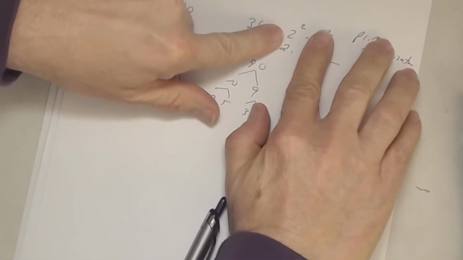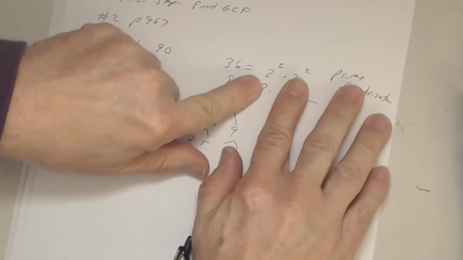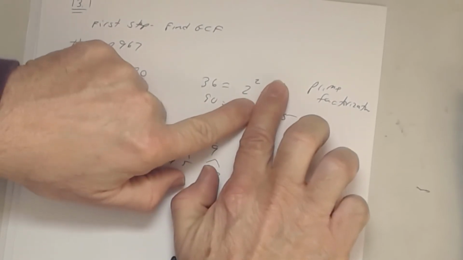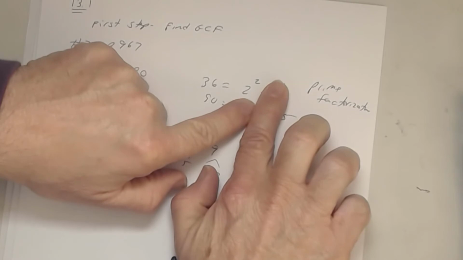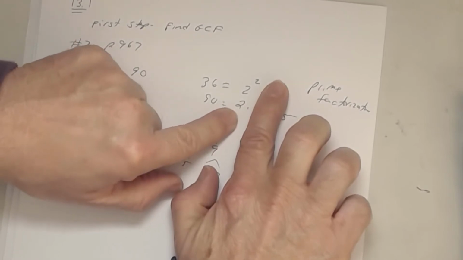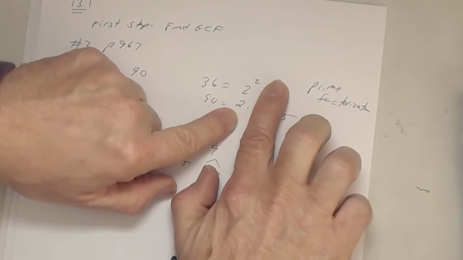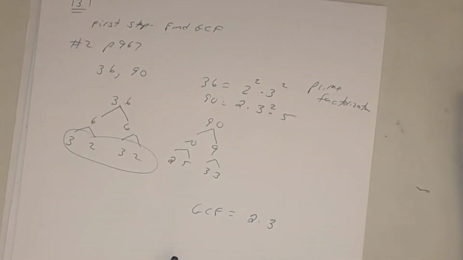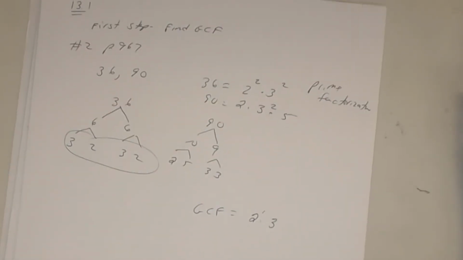For 2, how many factors of 2 do I have here? 2. 2 times 2. How many factors of 2 do I have here? 1. What's the greatest they have in common? There's 2 and 1, one and the other. What do they share? Only 1. So we have 2 to the first. Okay?